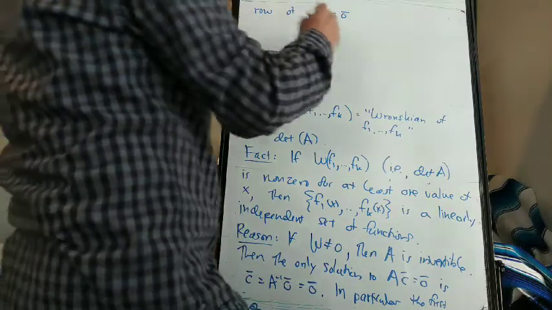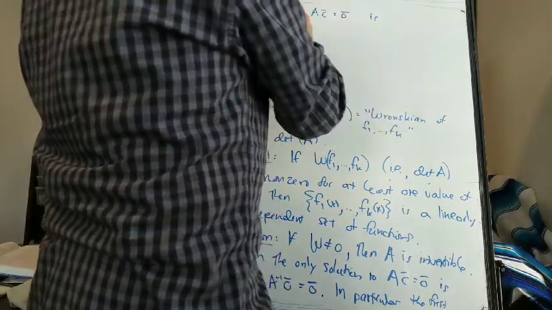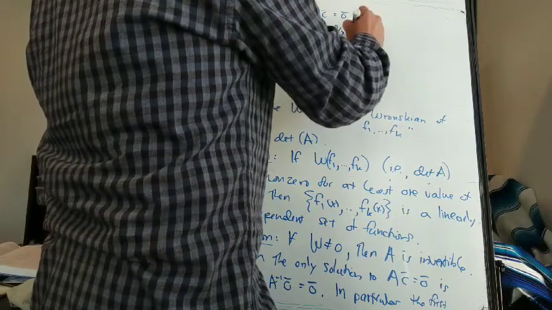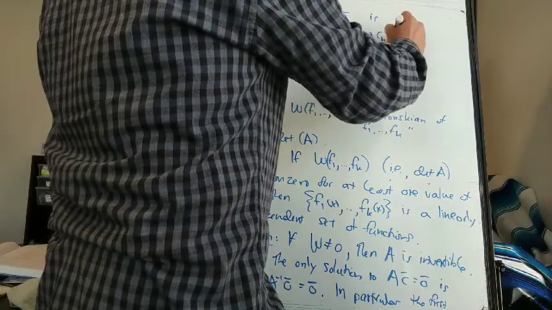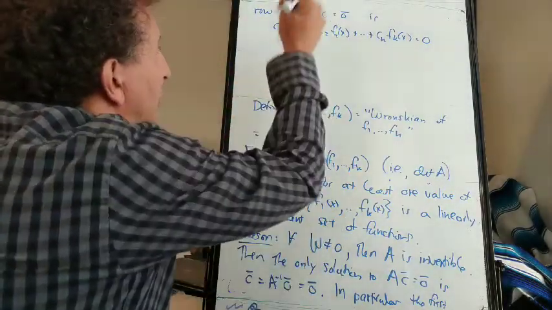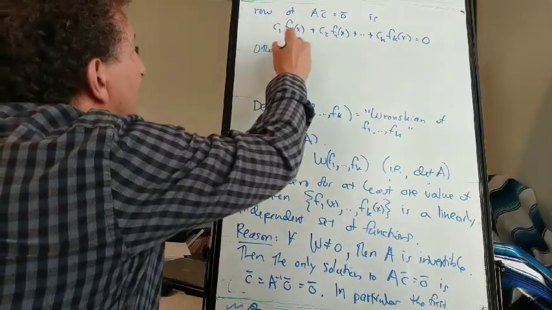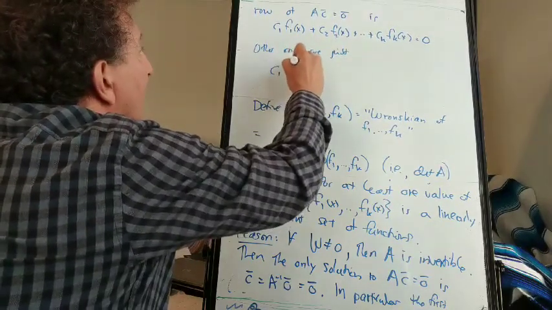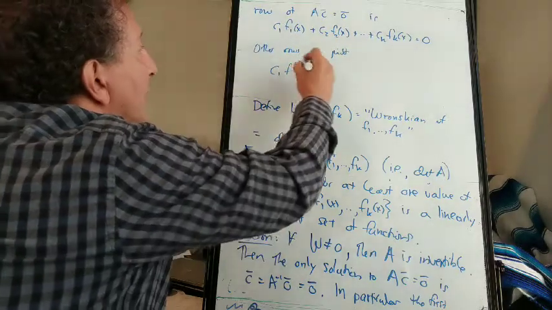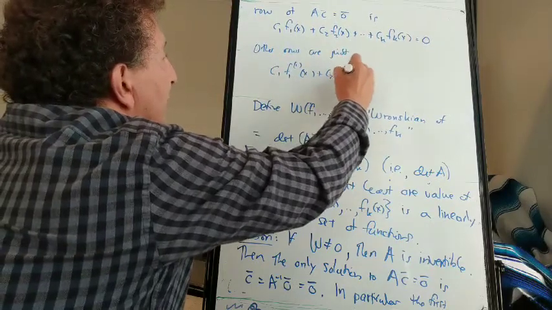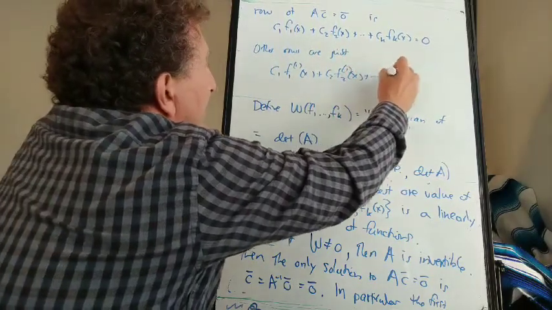So the first row of the system of equations, the first equation, is C1F1 plus C2F2, etc. And the other rows are just consequences of this. So the ith row is C1 times the ith derivative of F1 plus C2 times the ith derivative of F2, etc.